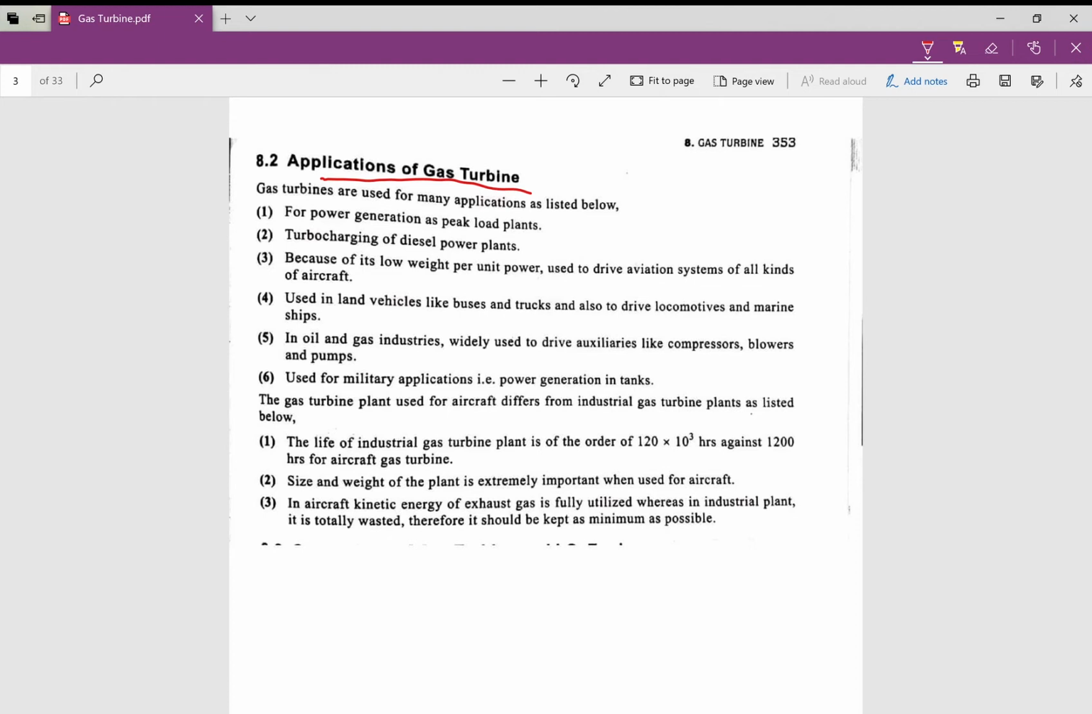So, mainly the applications are meant for power generation as peak load plants. This is another important one because of its low weight for power. I told you this is fulfilling power by weight ratio. If power by weight ratio is more, this is preferable, and that is suitable to gas turbine.